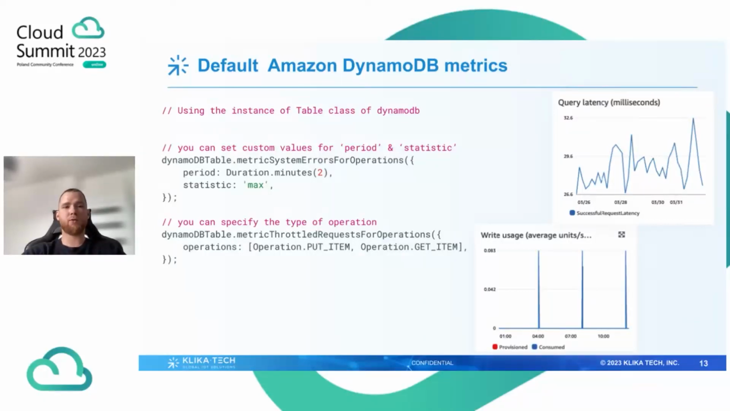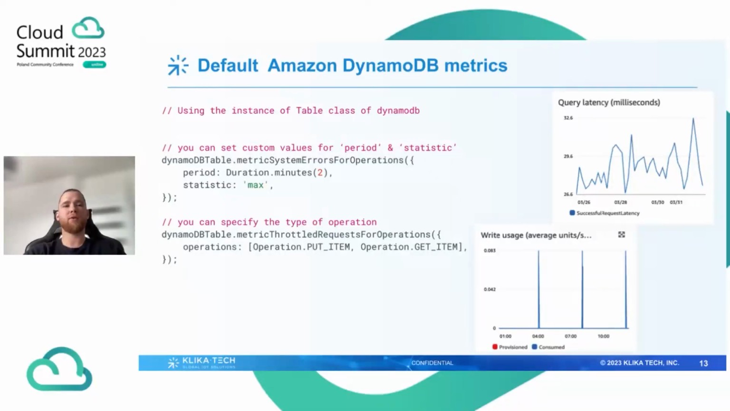The next metric you might want to consider is throttled requests. This metric shows the total number of requests that are throttled due to exceeding the provisioned throughput for your DynamoDB table. Tracking this metric can help you identify if your table is consistently exceeding its provisioned throughput and may require additional capacity to meet demand.